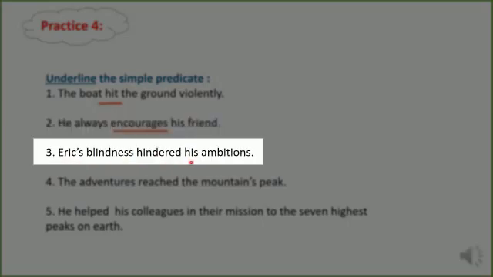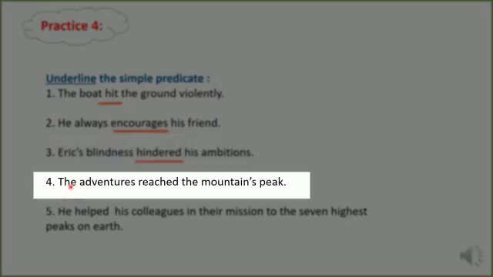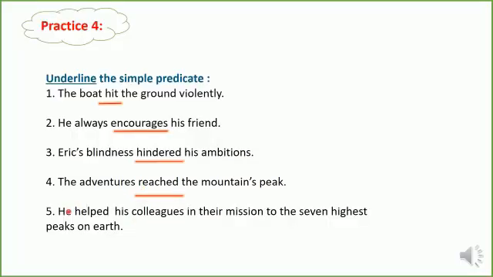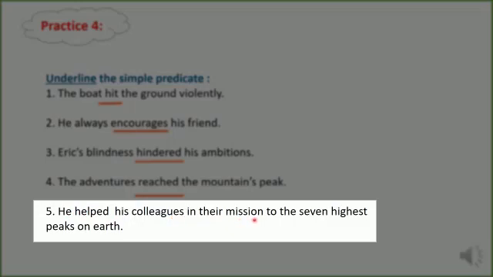Eric's blindness hindered his ambitions. Hindered is the verb. It is the main verb. Okay, so it's the simple predicate. Number 4. The adventurers reached the mountain's peak. Reached here is the verb. So it is the simple predicate. Number 4, he helped his colleagues in his mission to the 7 highest peaks on earth. So here, helped is the verb, so it is the simple predicate in this sentence.